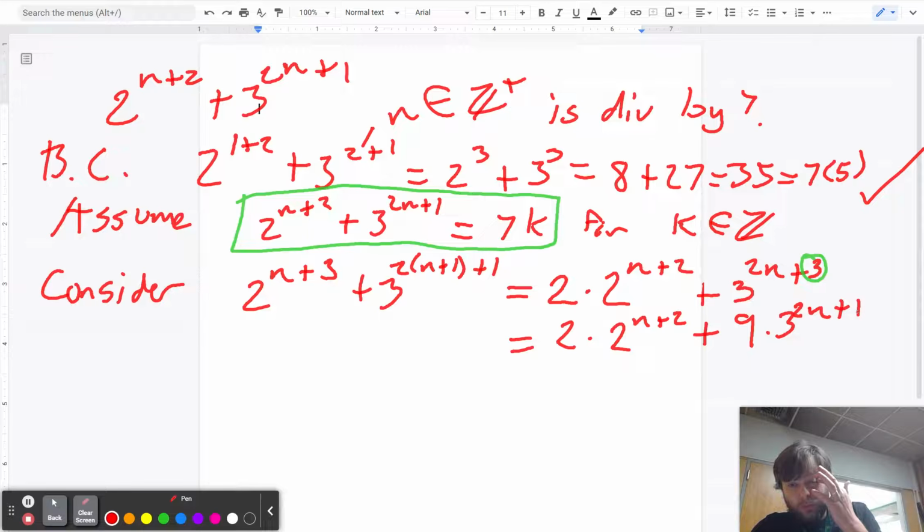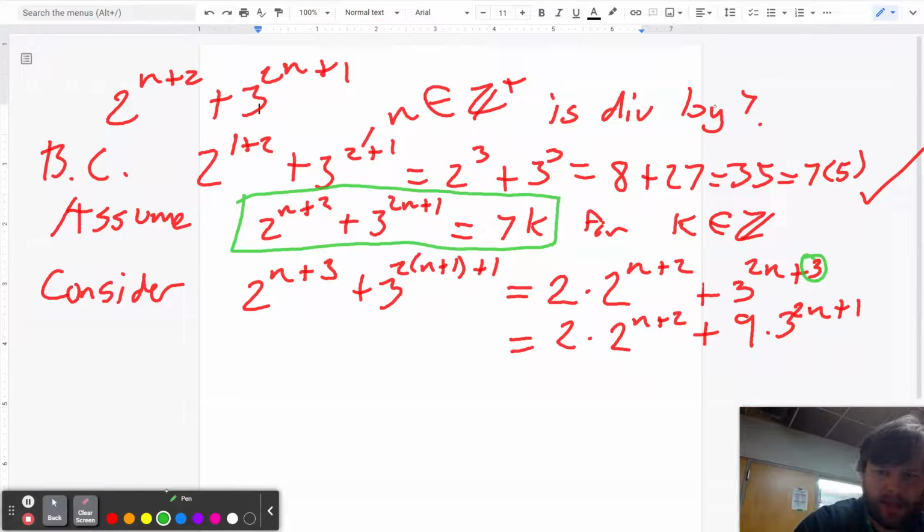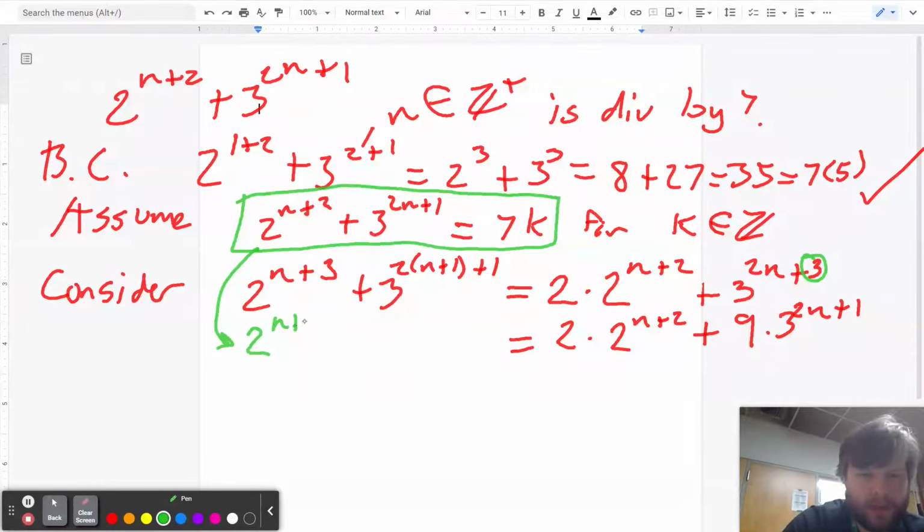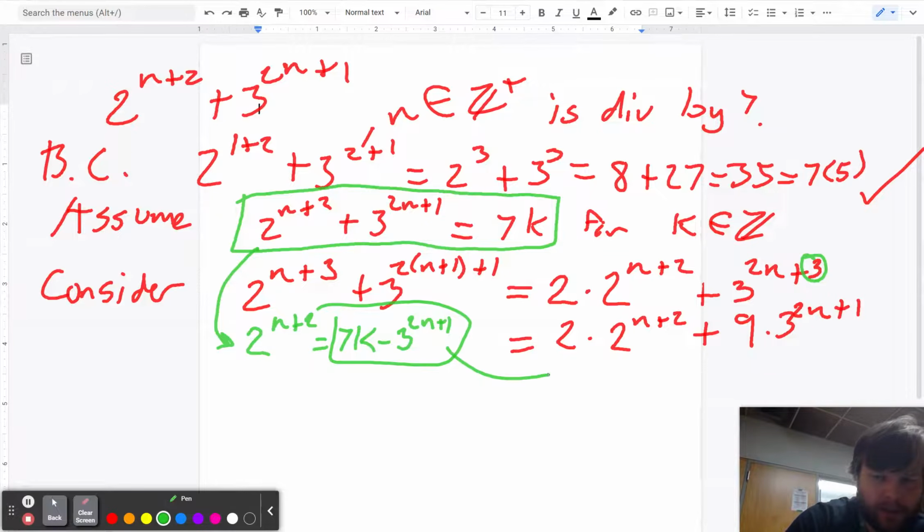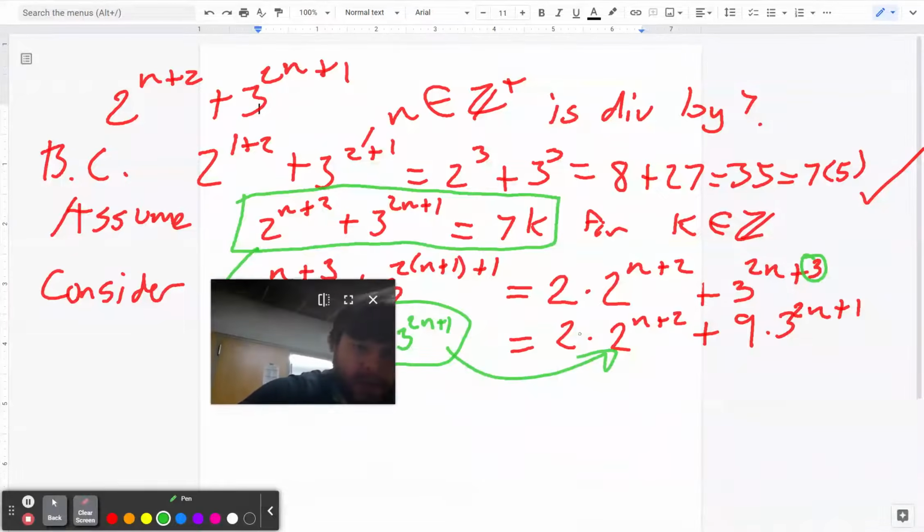Okay, that's a little weird. I don't know if it matters which way I go. I'm going to try to use the induction hypothesis here. So I'm going to rewrite it. I think it should be okay to work with it either way. Maybe this is easier. 2 to the n plus 2 equals 7k minus 3 to the 2n plus 1. And I'll take that and do a little substitution right here. We'll see if this works out.